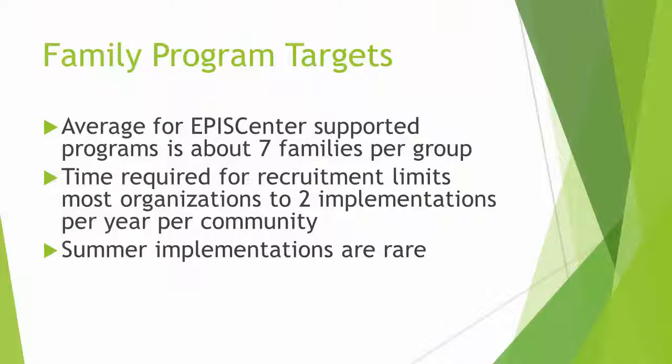Family group models like Strengthening Families 10 to 14 or Strong African American Families require significant ramp-up time for recruiting participants. Hence, they are typically only implemented twice per year, once in the fall and once in the spring in any given community. An exception would be a larger organization serving multiple communities, which may be able to run more than 2 sessions per year.